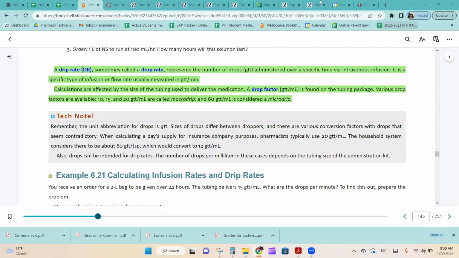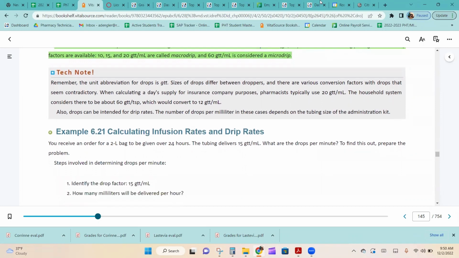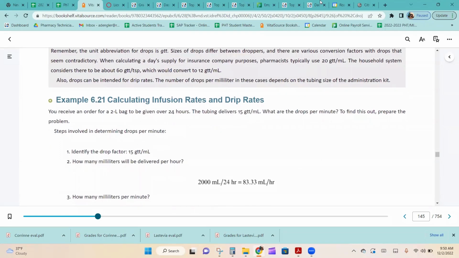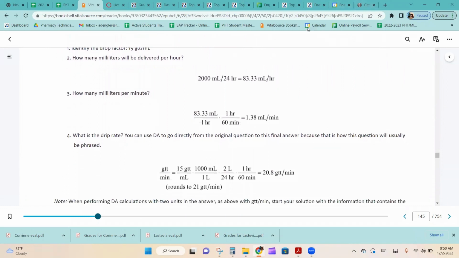A drop factor is found on the tubing package. Various drop factors are available. 10, 15, and 20 drops per ml are all called macro drip, and 60 drops per ml is considered a micro drip. Right, we'll do some examples of these now.